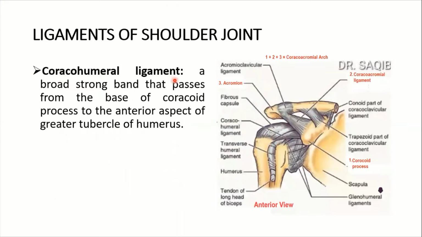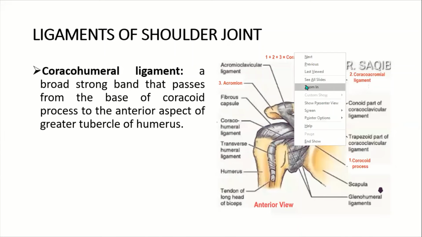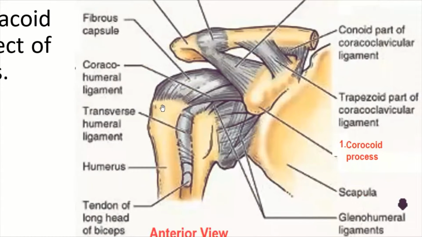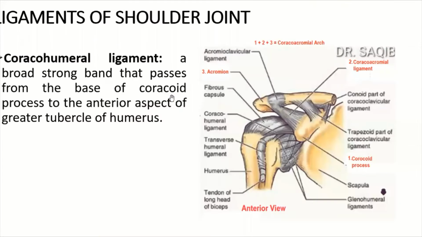So coraco-humeral ligament, right? I told you, this is the coraco-humeral ligament. This goes from the coracoid process to the humerus. From the base of the coracoid process, it projects to the anterior aspect of the greater tubercle of the humerus, right? I enlarge it for you again. You could see this. This is the coraco-humeral ligament over here, and this is from the base of the coracoid process. It goes to the humerus tubercle.